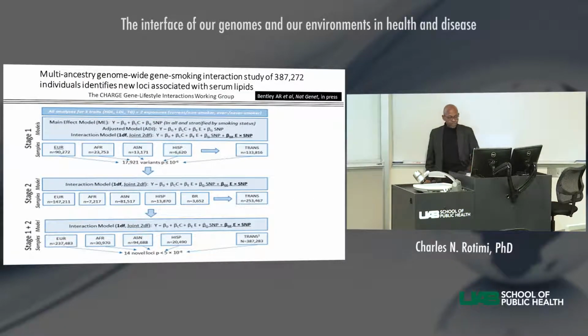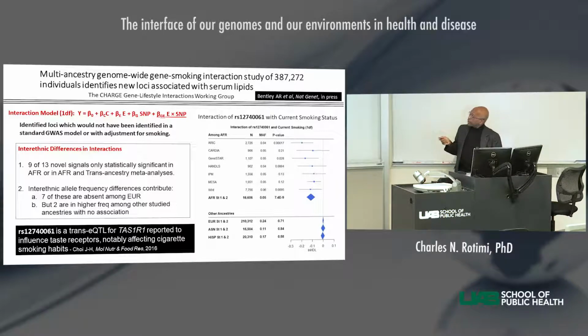Now, this is one study I want to spend some time on. I'm sure some of you here are either participating or already part of the CHARGE consortium, and that's where this data is coming from. This is a paper led by Amy Bentley in my lab. It's just been accepted in Nature Genetics, where we studied a very large number of individuals, close to 400,000, from multiple ancestry backgrounds. But the question here was, is there a gene-environment interaction in terms of the lipid profile with gene and smoking? So, we tested multiple models, but what I want to discuss with you is the interaction model, what we call the 1 degree of freedom interaction.